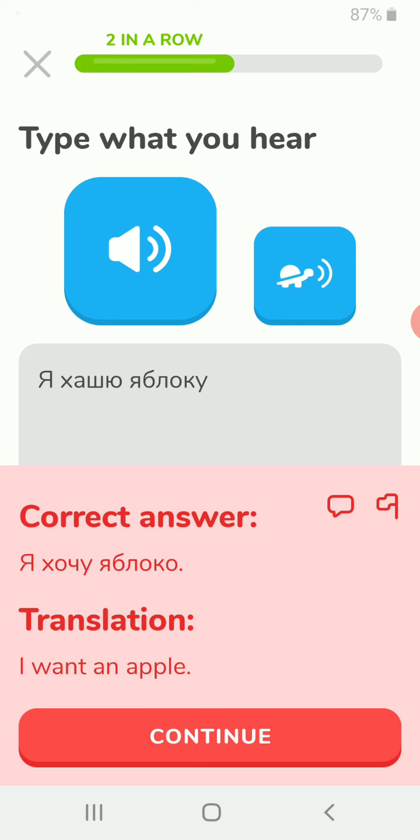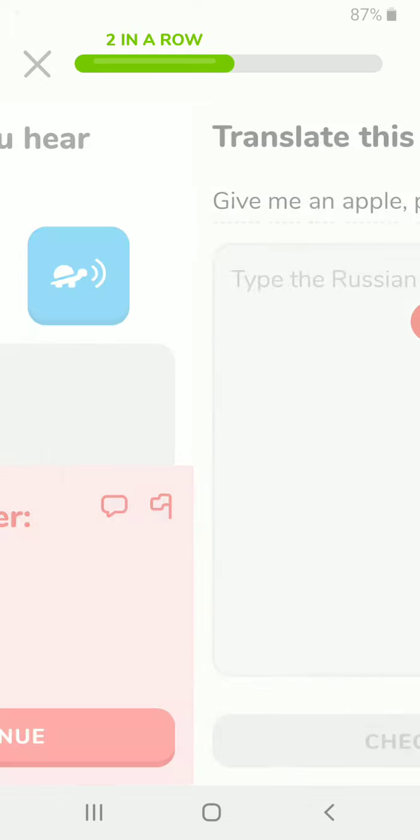So I want an apple, but I don't know. Here it's like nominative. Stays nominative. It's not хочу. You see? It's not хочу, but it's хочу. So I made a mistake here as well.